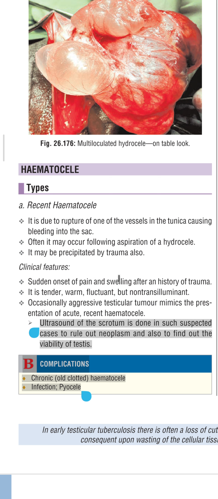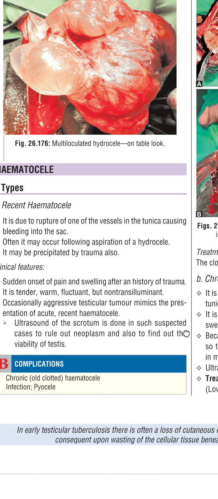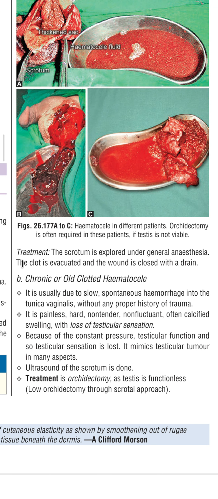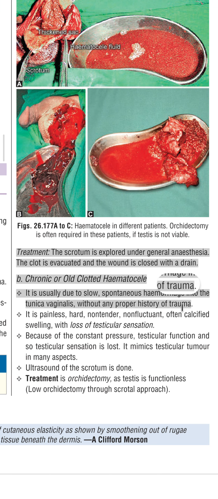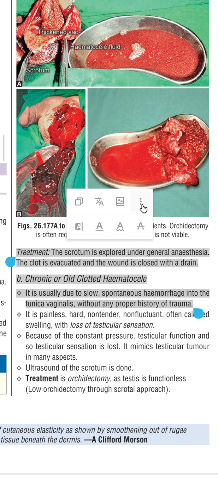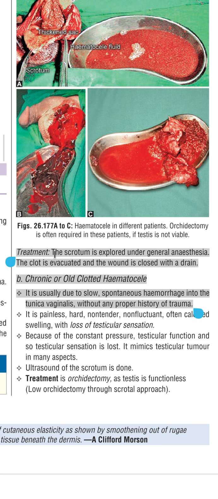Ultrasound of the scrotum is done in such suspected cases to rule out neoplasm and also to find out the viability of testis. Complications: chronic, old clotted hematocele, infection, pyocele. Treatment: the scrotum is explored under general anesthesia. The clot is evacuated and the wound is closed with a drain.